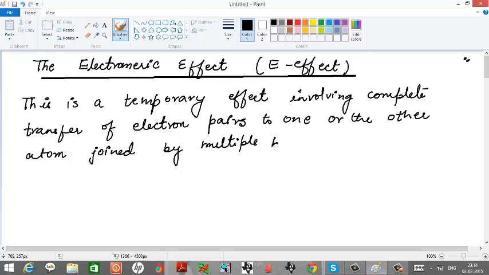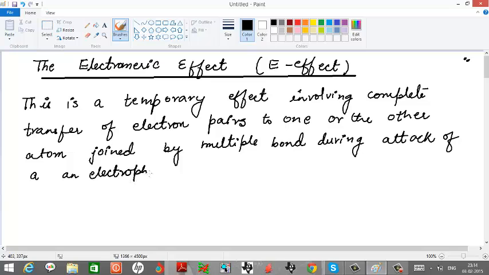Usually this electromagnetic effect will occur when there is an attack of an electrophile or a nucleophile. So it will be during the attack of an electrophile or a nucleophile.